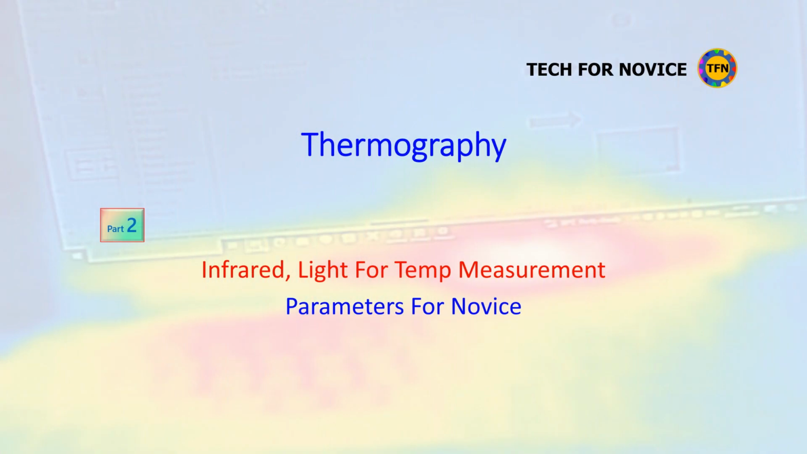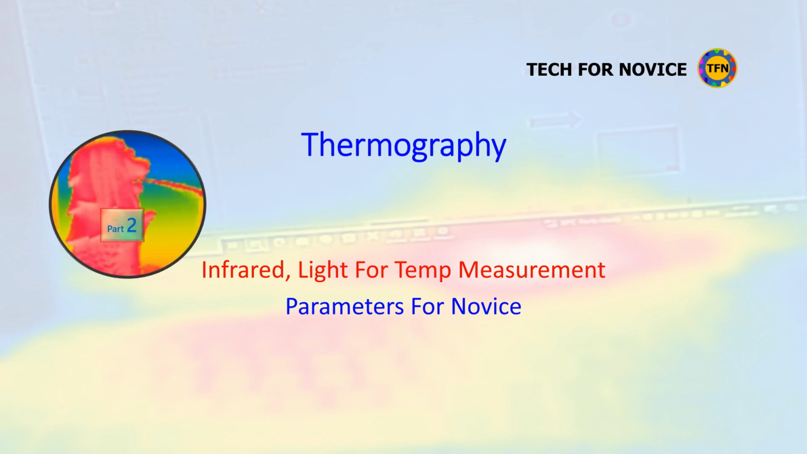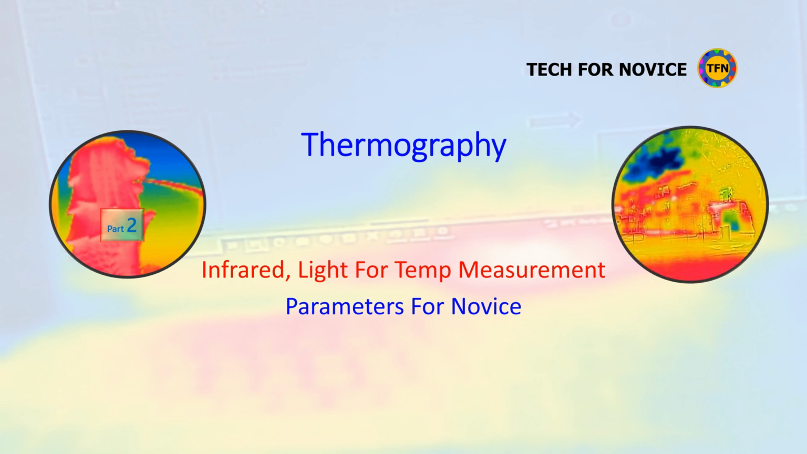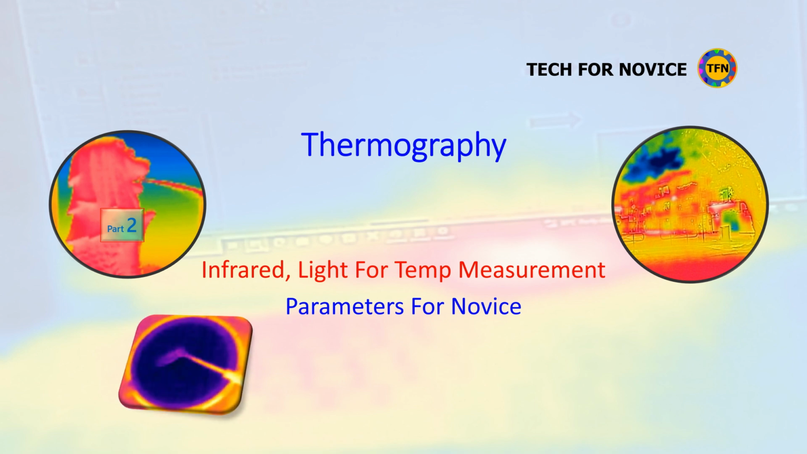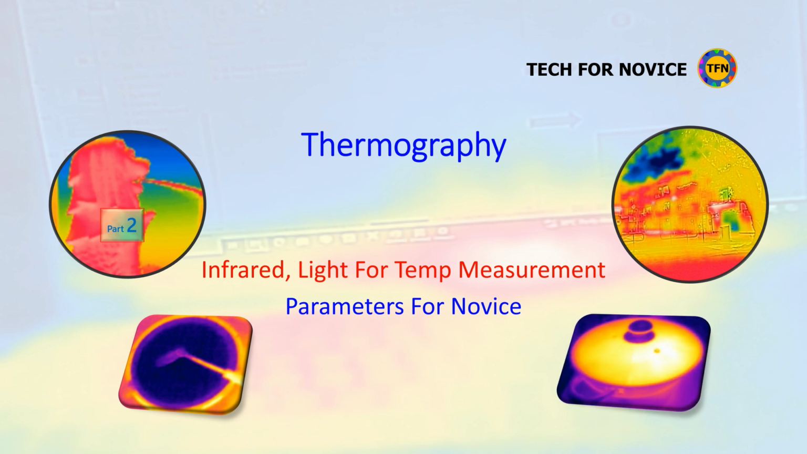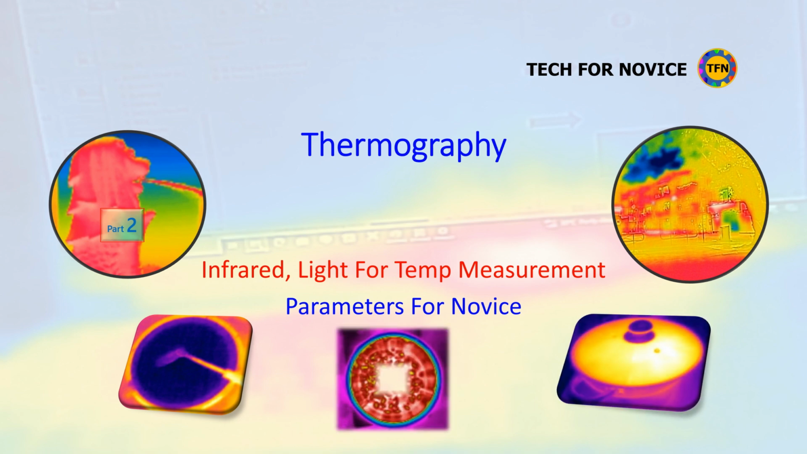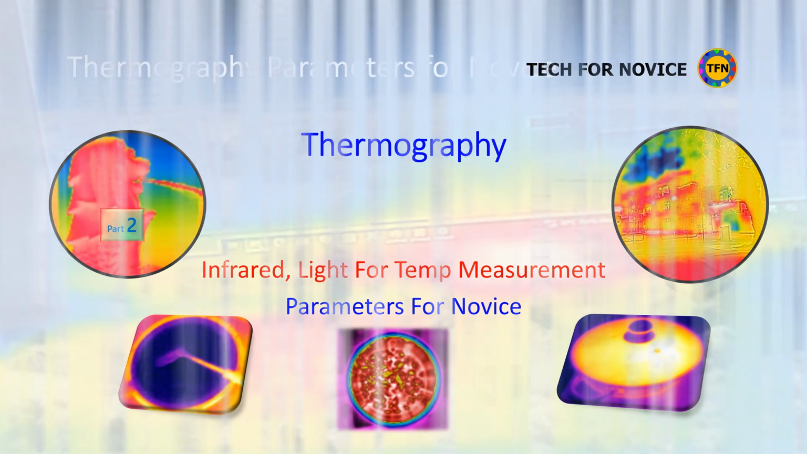Thermography Part 1 deals with basic IR theory for thermography. If you wish to watch it, please check the link below. It is the second part in Thermography Series dealing with parameters for measurement and camera. Understanding how these parameters influence in thermography is important if reasonable measurement accuracy is to be maintained. We will explore most important of these parameters in a simple way in this video.